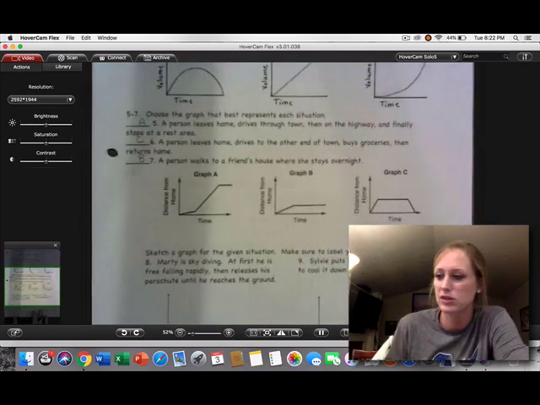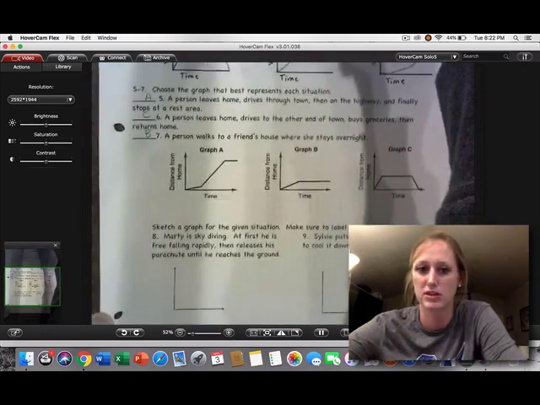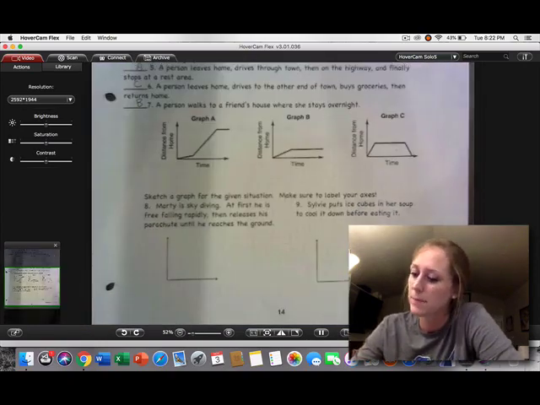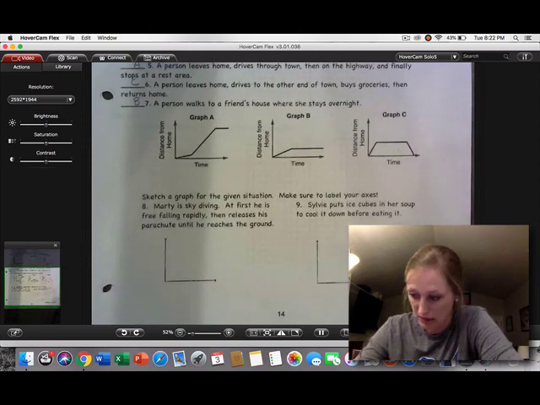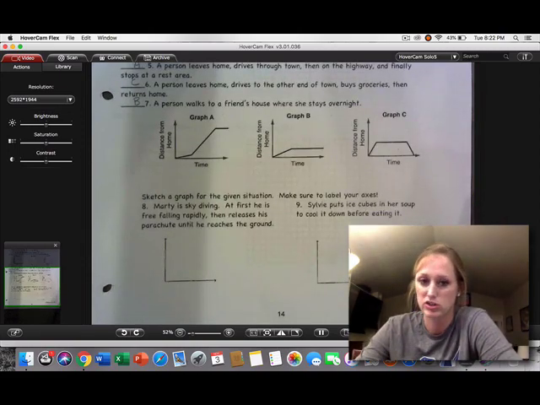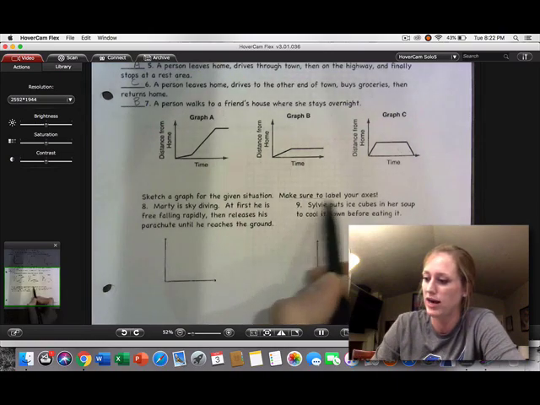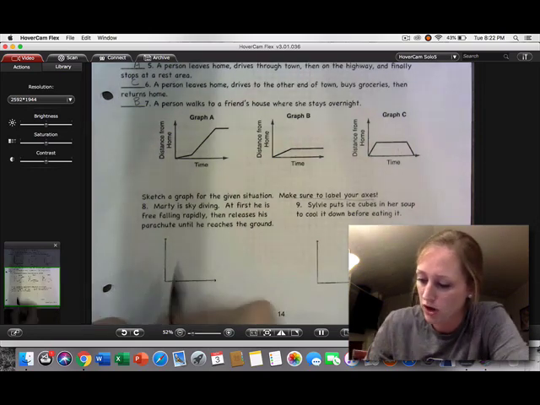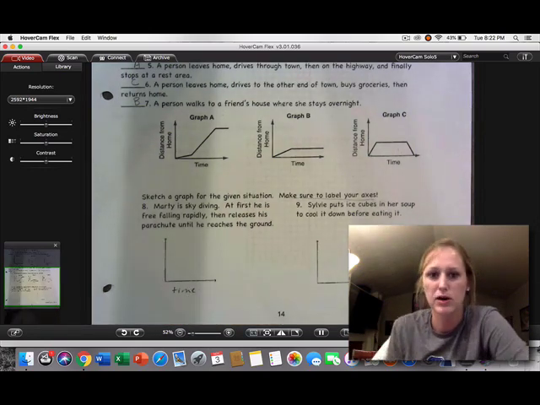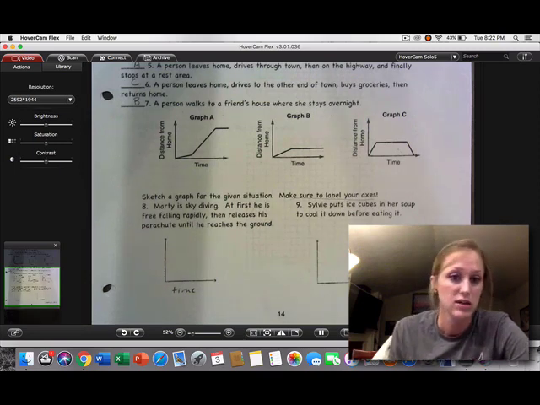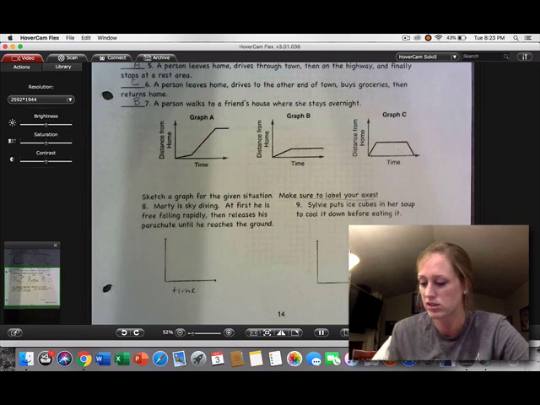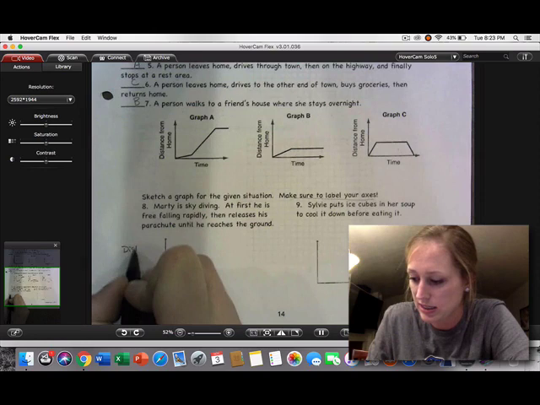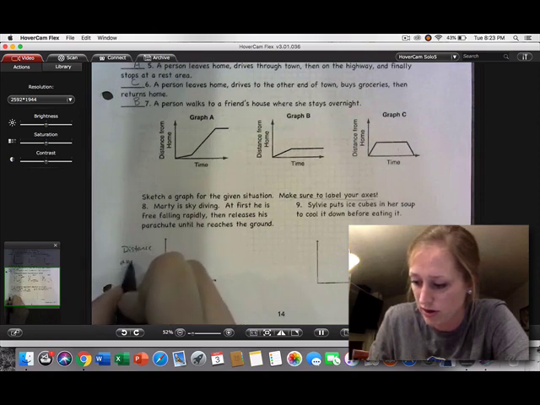All right, last 2 here, we are going to draw some graphs to go with these scenarios. So number 8, we are going to sketch a graph for the given situation. Marty is skydiving. At first, he's falling rapidly, then releases his parachute until he reaches the ground. And notice it says, make sure to label your axes. So we have options. Pretty much all of them are going to have time on the x-axis, but we could measure his speed. We could measure his distance above ground. I'm probably going to do that one. So you guys can choose, though. You don't have to do the same one. Distance above ground.